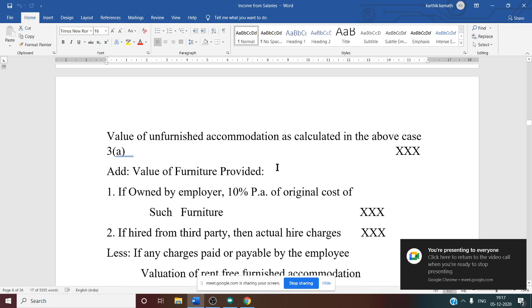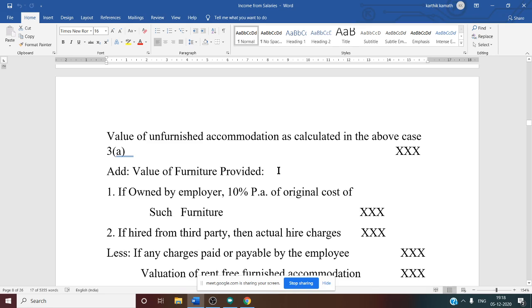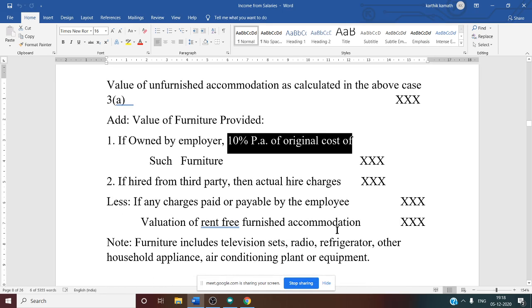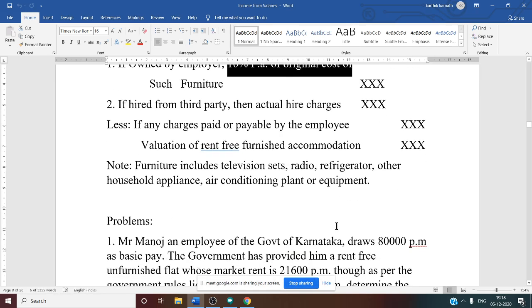After calculating the RFA, there is one more thing. In some cases, furniture may be supplied by the employer to the employee. If that furniture is owned by the employer, the cost of the furniture will be given in the question, and on that we have to take 10%. Why? Because that is one kind of depreciation we are taking, and that we have to add. Or else, if the furniture is not owned by the employer, then hire charges will be given in the question, and we have to consider that. If both the cost of the furniture and hire charges are given, then we have to consider hire charges. Then we can easily calculate the value of rent-free furnished accommodation.